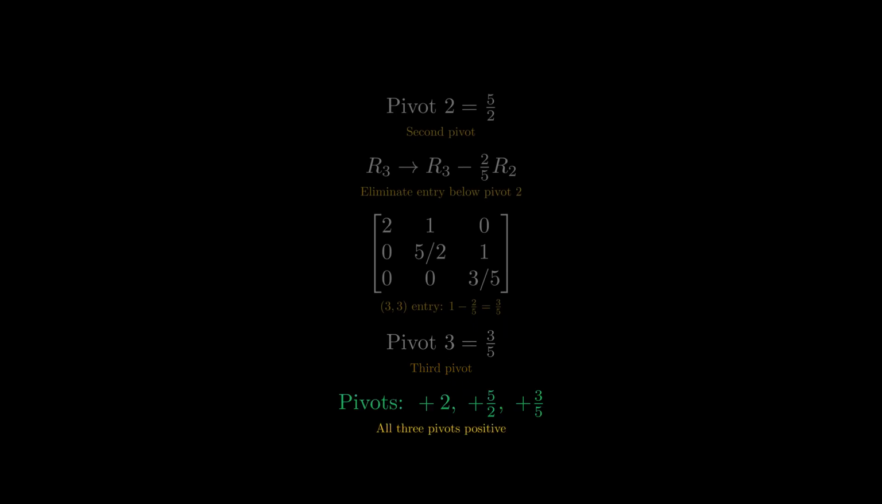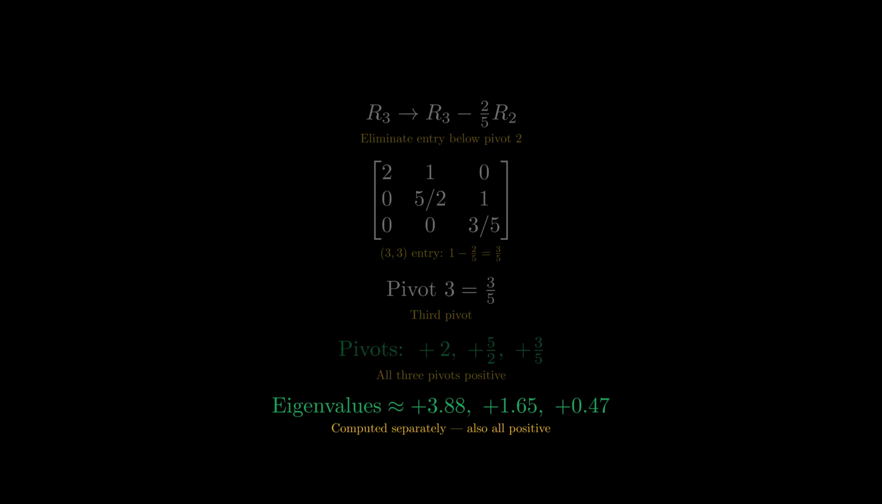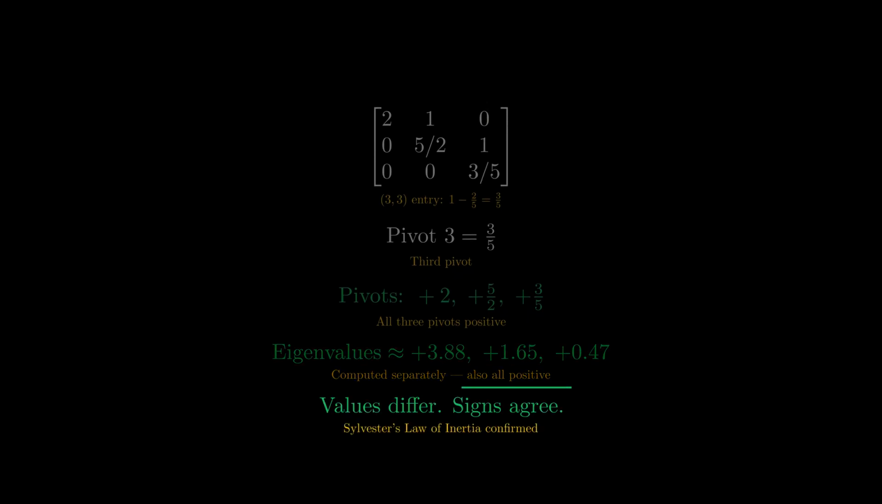The actual eigenvalues computed separately are approximately 3.88, 1.65, and 0.47. These are different numbers from the pivots, as expected, but notice, all three are positive. The signs match exactly, 3 positive pivots and 3 positive eigenvalues, just as the theorem promises.